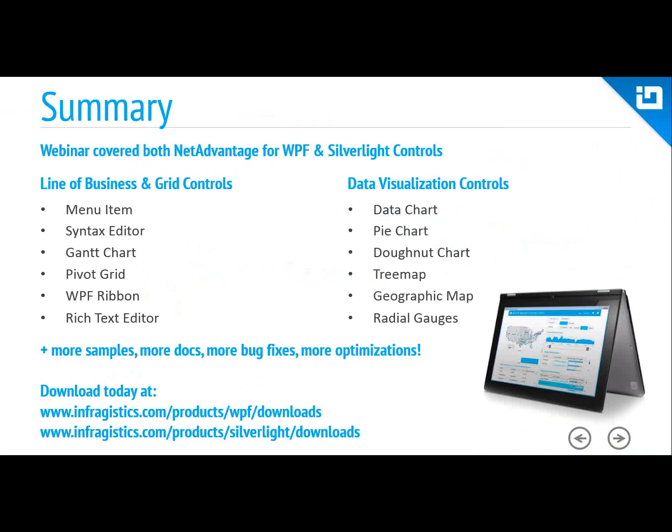So we've seen a lot of line of business controls with menu, syntax editor, Gantt, pivot grid, WPF ribbon, and the new rich text editor is coming soon. And on the DV side of things, we got new features in the data chart, the pie chart, we have the new donut chart, new tooltips in the tree map, a lot of goodness in the geographic map, and a CTP of radial gauges. This is all available now, okay?